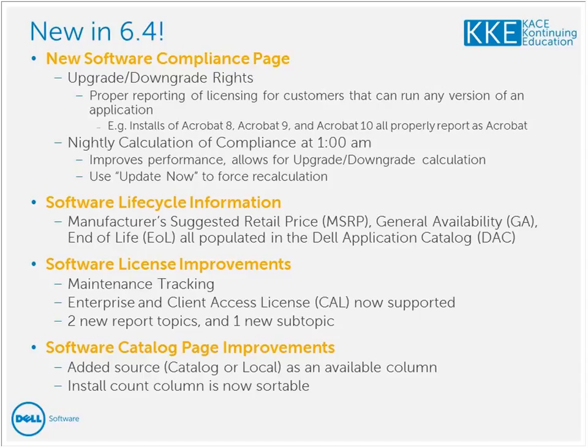And as I mentioned earlier, on the software catalog page, we've added catalog as a new column so that you can track the source of whether software came from the Dell application catalog or whether you've locally titled it and added it to the catalog software. And all of the columns on the software catalog page are now sortable. So you can quickly arrange the columns by install count, for example, to keep track of that more easily. So excellent. That would be it.